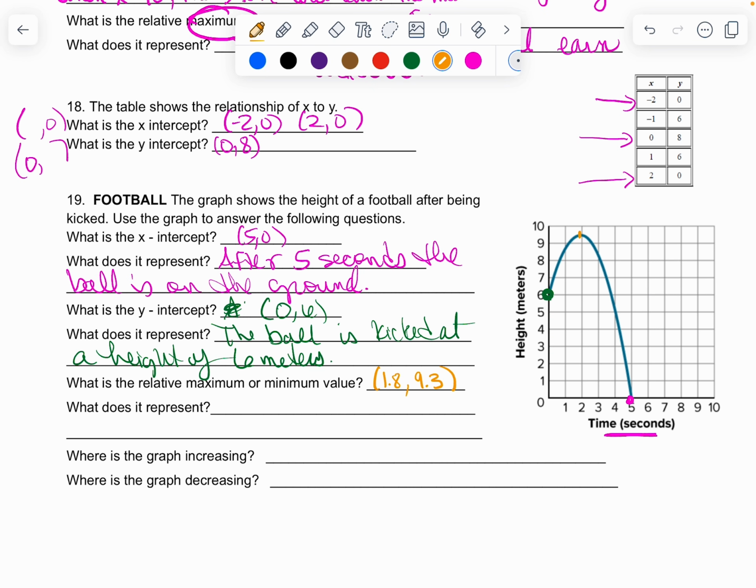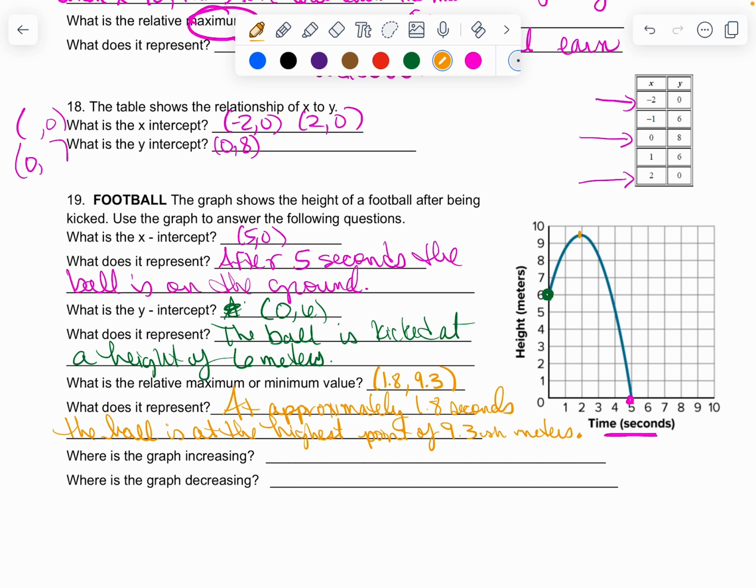What does it mean? At approximately, totally misspelled approximately, 1.8 seconds, the ball is at the highest point, the highest point of 9.3-ish meters. Don't know why I put a parenthesis.